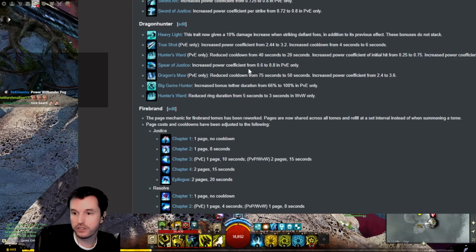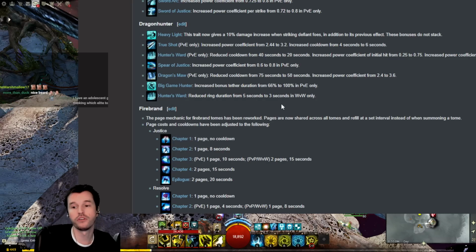Spear of Justice, increase the power coefficient by about a third. Dragon's Maw, in PvE only, is going from 75 second cooldown to 15, and the power coefficient increases from 2.4 to 3.6. Big Game Hunter, increase the bonus tether duration from 66% to 100% in PvE only. And then this last line is only in World v. World: reduced the Baby Gate ring duration of the longbow from 5 seconds to 3.